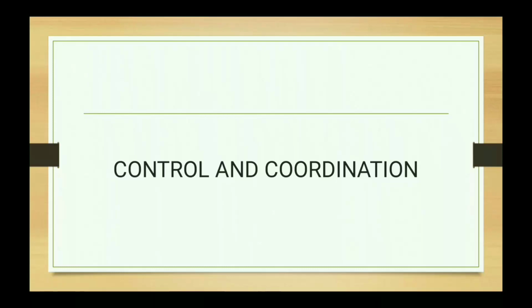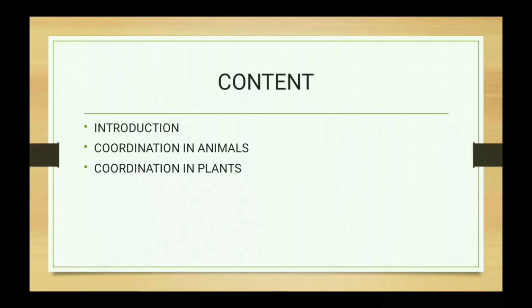We are continuing to the second chapter of 10th Bio, that is Control and Coordination. Now what does coordination mean? The ability to use different parts of the body together smoothly. Now moving forward to our presentation, we have contents which include introduction, coordination in animals and coordination in plants.